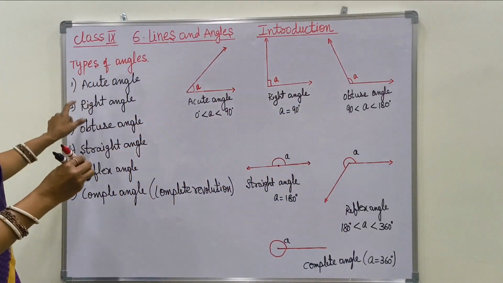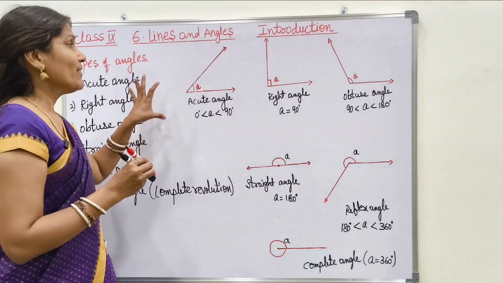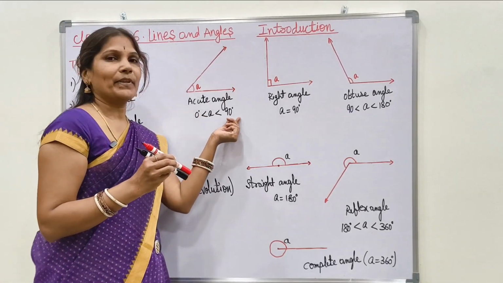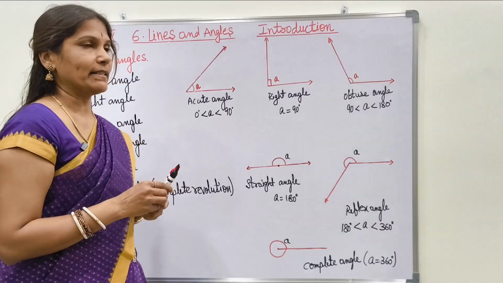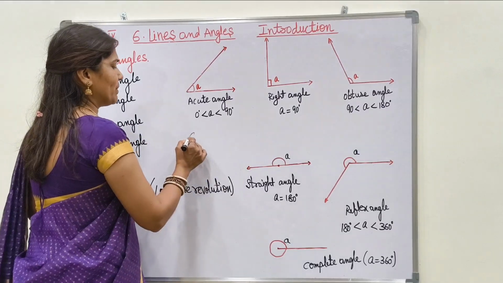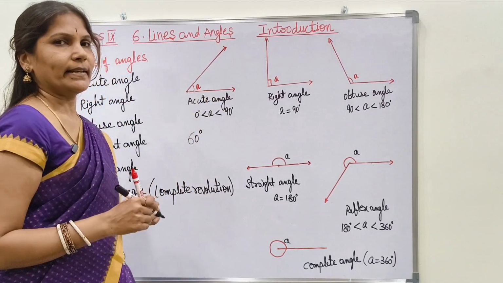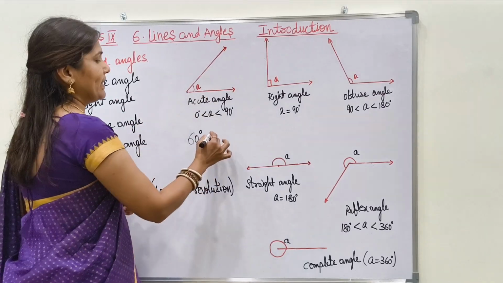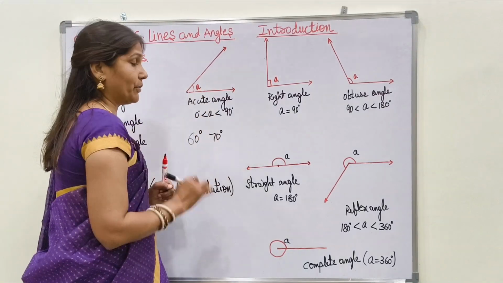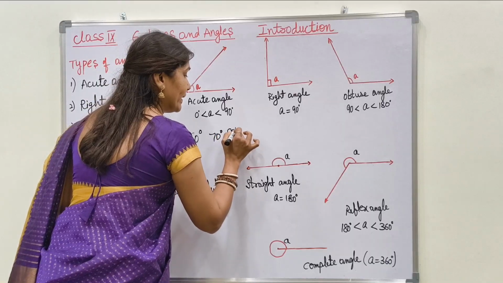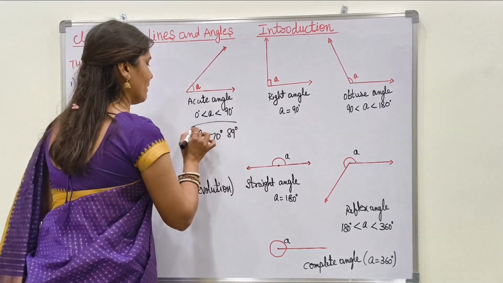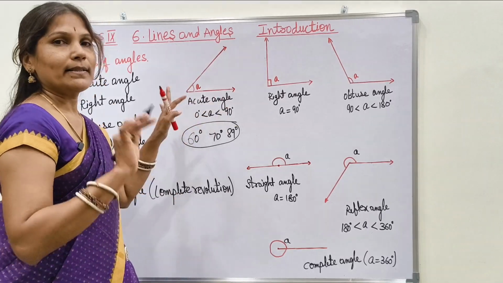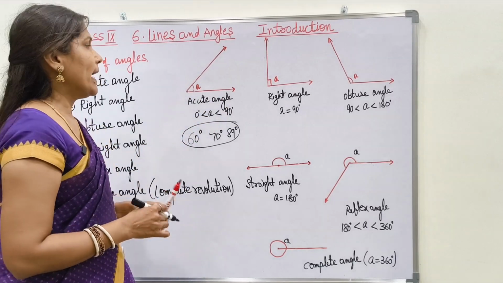So acute angle, right angle, these are all the angles. First of all, acute angle means what? More than 0 degree and less than 90 degrees, that is called an acute angle. Example, you take 60 degrees. 60 degrees is an acute angle. Why? Because it is more than 0 and less than 90. Next, 70 degrees is an acute angle. 89 degrees is also an acute angle. These are all examples of acute angle. Acute angle means more than 0 and less than 90.